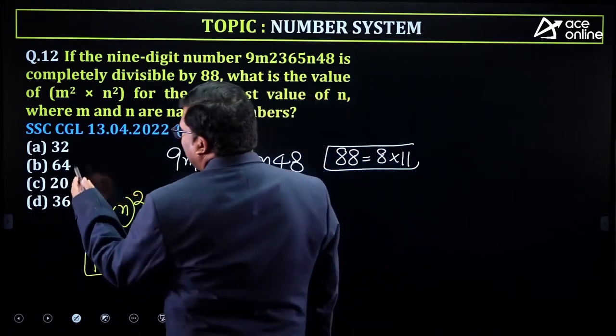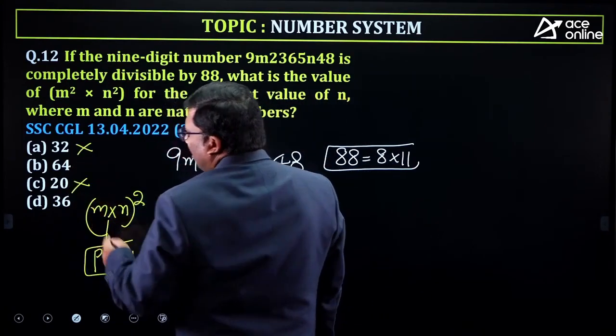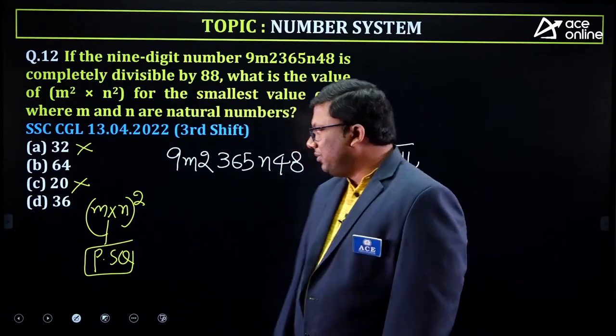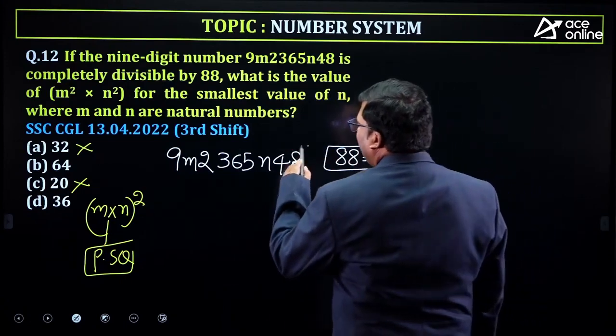6 square is 36, 8 square is 64. Two options are directly eliminated: 32 and 20 are eliminated. It should be divisible by 8.